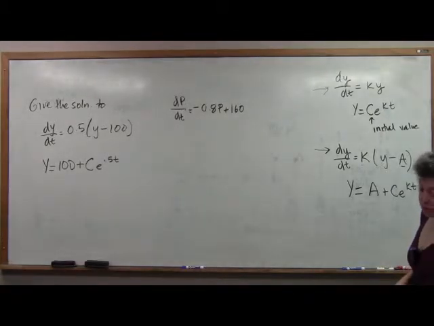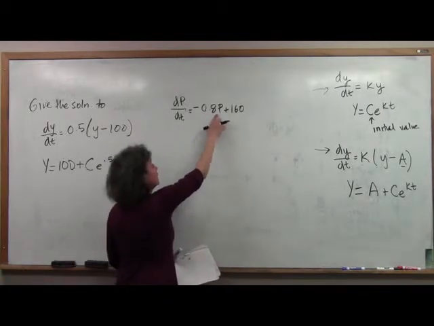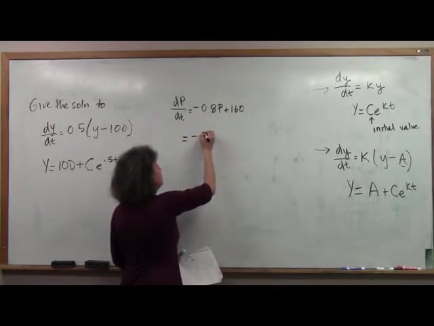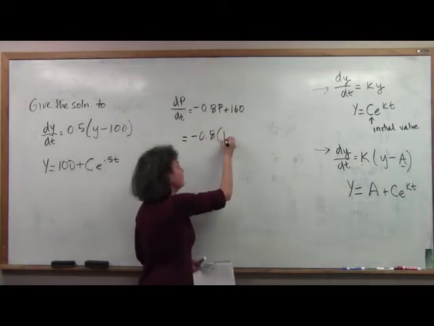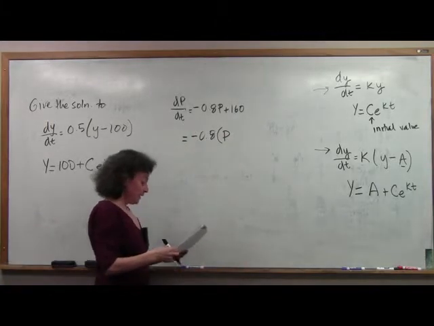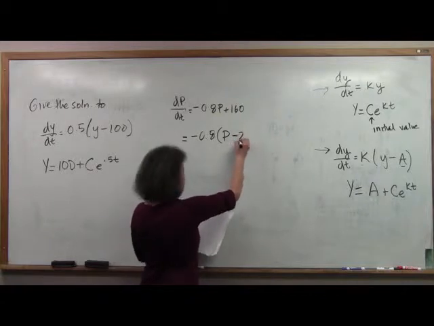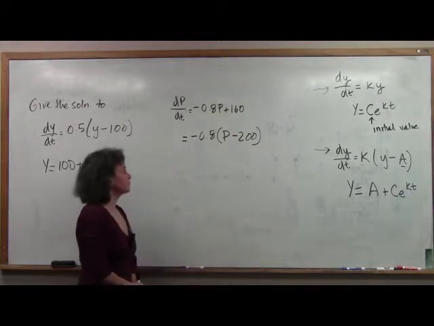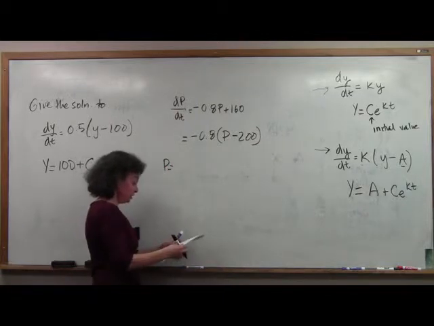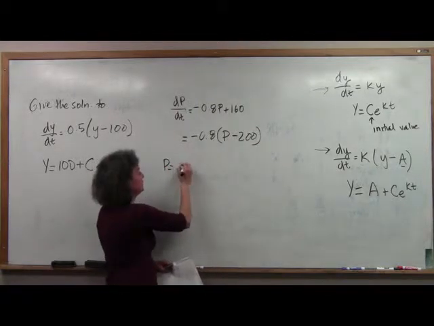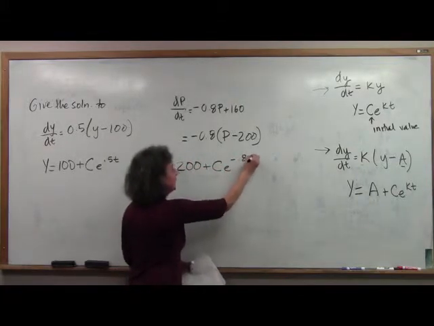What do we need to do? Well, in order to get it into the above form, what we need to do is pull out the number in front of our p. So negative 0.8, if I factor that out, I'm left with a p in my first term. And if you take 160 divided by negative 0.8, you're going to get negative 200. So, what's my general solution? My general solution is 200 plus c e to the negative 0.8t.